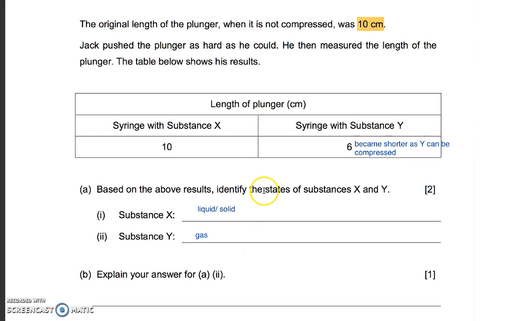It's important to take note that here they're asking for states. They're not asking you to give examples. So if you tell me that X is an ice cube, it's wrong. If you tell me that X is water, it's wrong. So it has to be the states. There are only 3 states: liquid, solid, and gas.